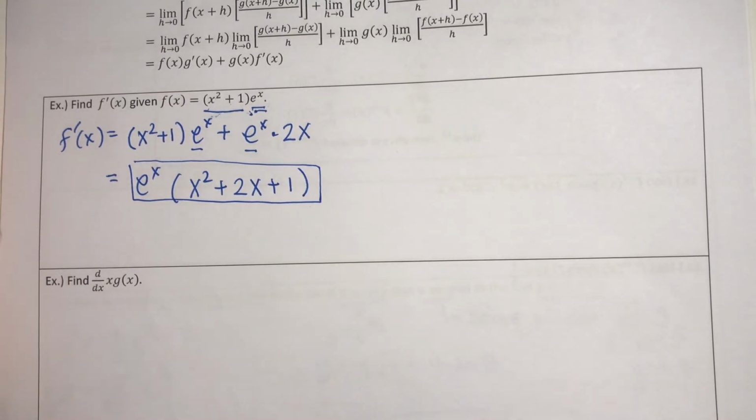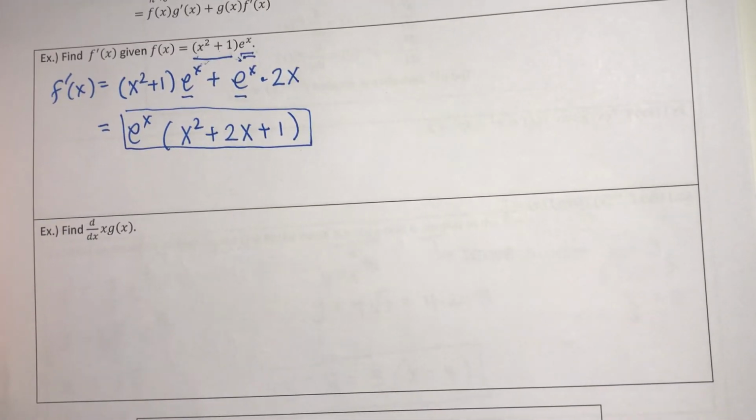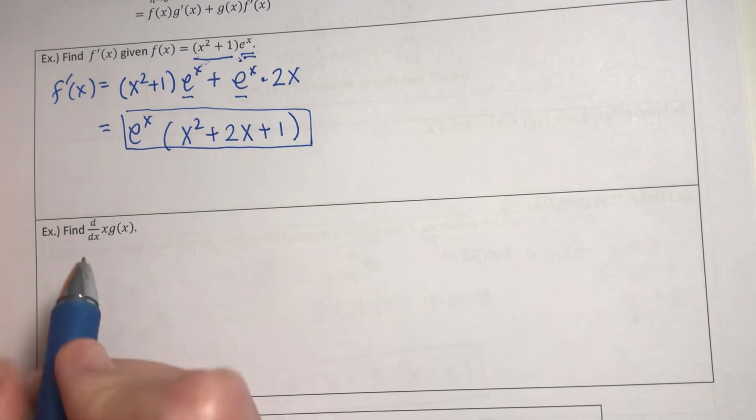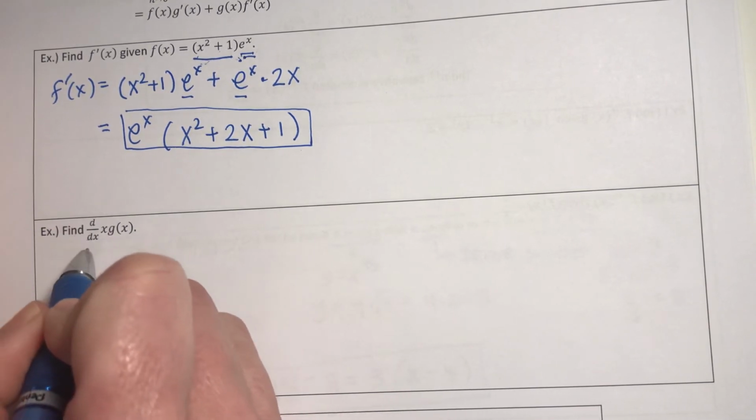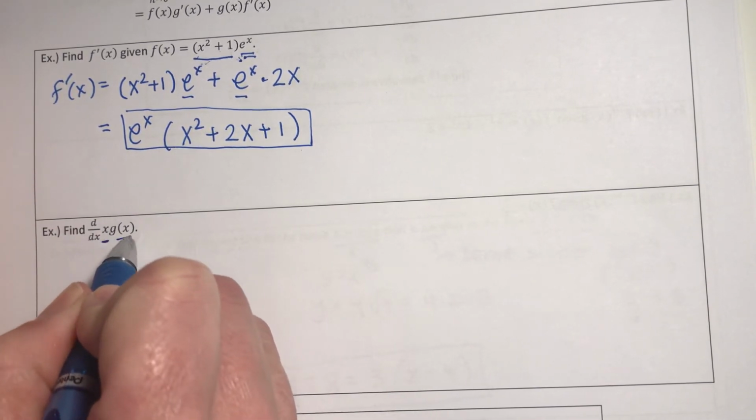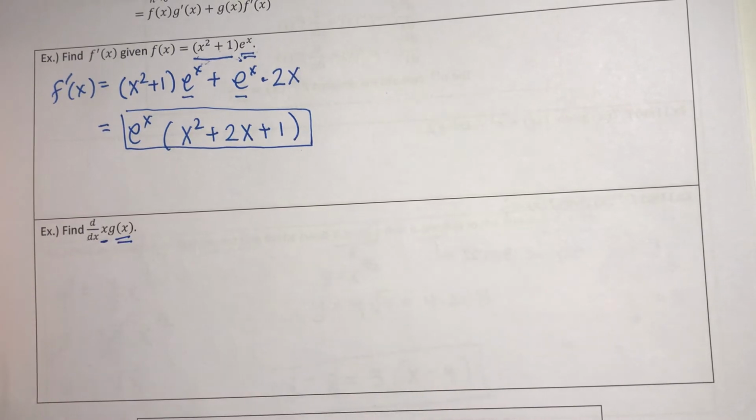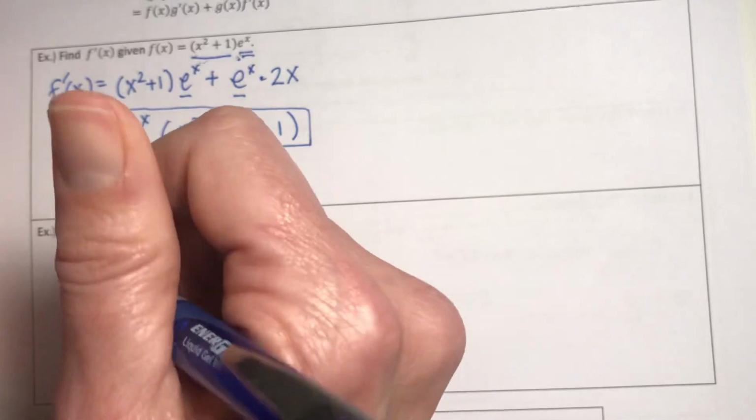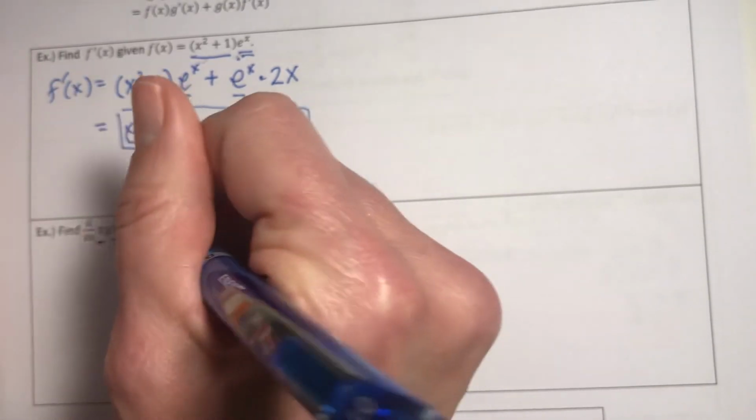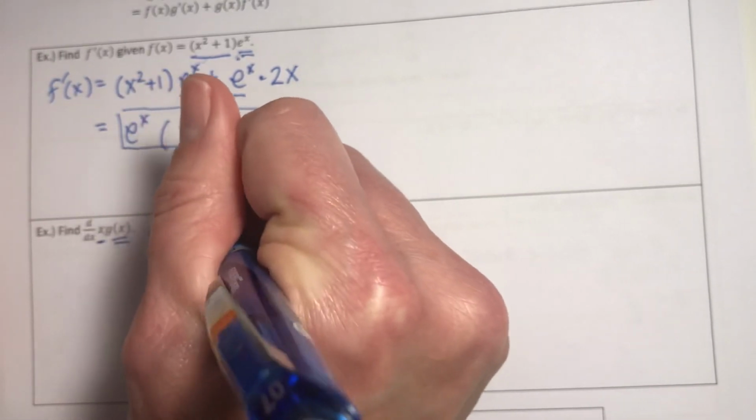Down here, there's another example that is written a little bit different. The first thing here, it says find the derivative with respect to x of x times g of x. So our first thing is x. The second thing that we have is g of x. So to find the derivative of this, let's go ahead and call this our function f of x.